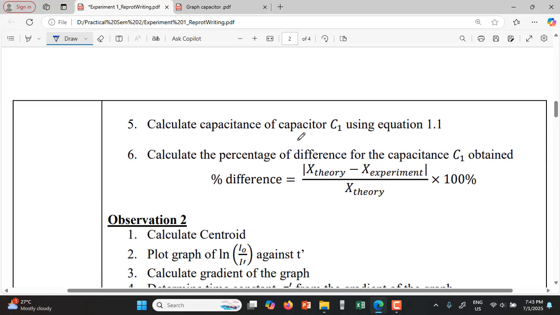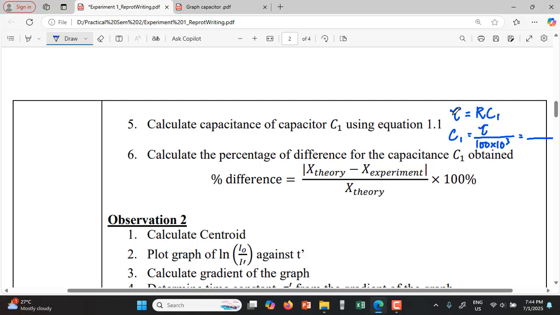Then you are going to calculate the capacitance of capacitor C1 using equation 1.1. Equation 1.1 is time constant equals R C1. So we calculate C1 by taking the value of the time constant we calculated from the gradient, divided by the value of R. The value of R is 100 kilo ohm. So 100 kilo ohm is 100 times 10 to the power of 3. So you will get the value of capacitance C1.